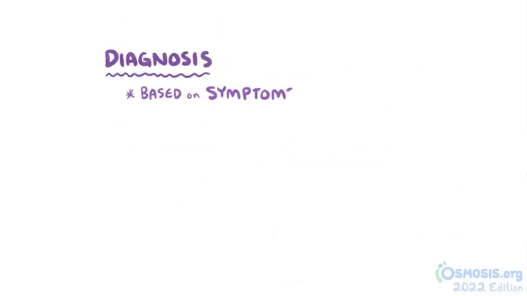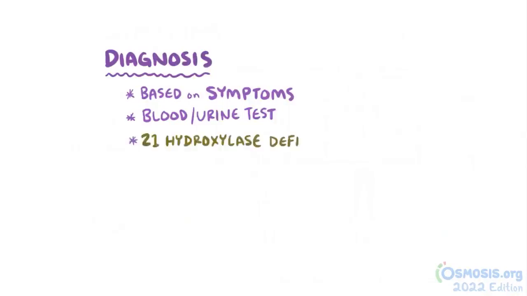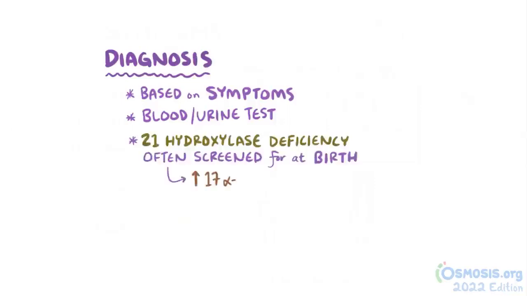Congenital adrenal hyperplasia is normally diagnosed based on symptoms and blood and urine tests that can all help identify enzyme deficiencies in the adrenal corticosteroid synthesis pathway. In a lot of countries, including the United States, 21-hydroxylase deficiency is screened for at birth, and will show elevated levels of 17-hydroxyprogesterone if positive.